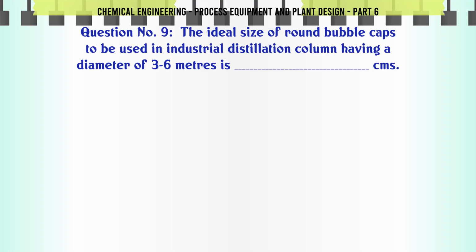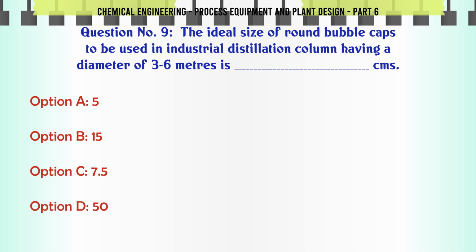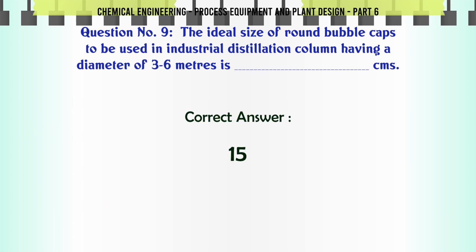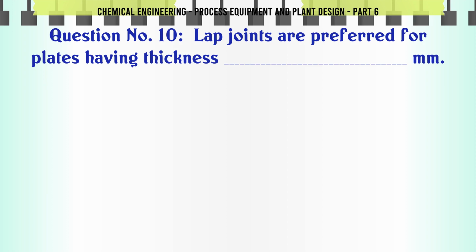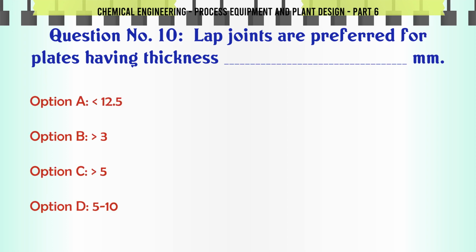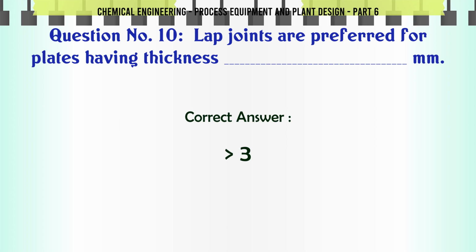The ideal size of round bubble caps to be used in industrial distillation column having a diameter of 3-6 meters is ___ cm. A 5, B 15, C 7.5, D 50. The correct answer is 15. Lap joints are preferred for plates having thickness ___ mm. A 12.5, B 3, C 5, D 510. The correct answer is 3.